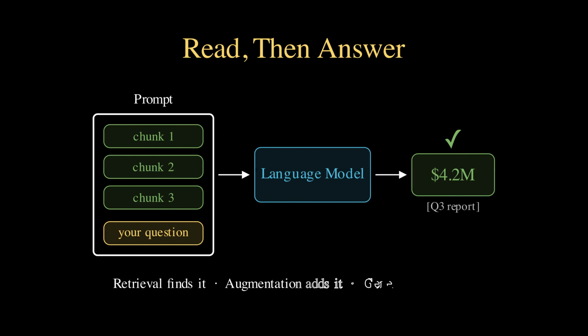That's the whole name. Retrieval finds the right text, augmentation adds it to the context, and generation writes the answer. And because it's reading a real source, it can even cite where the answer came from.